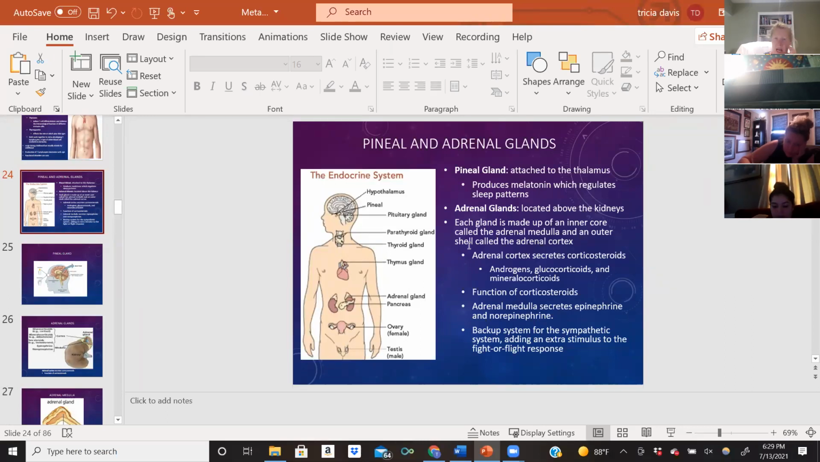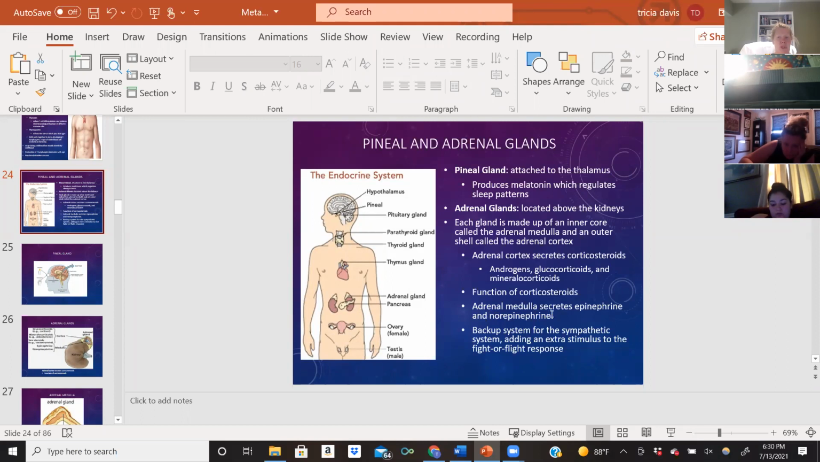adrenal gland that sits right on top, and each gland is made up of an inner core and an outer core. The inner core we call the adrenal medulla, and the outer core is called the adrenal cortex. So the adrenal cortex is going to be responsible for secreting our corticosteroids. The corticosteroids that it makes, there's 3 of them. There are your androgens, your glucocorticoids, and your mineralocorticoids. It has a huge function, obviously, with our regulating those levels in our body.